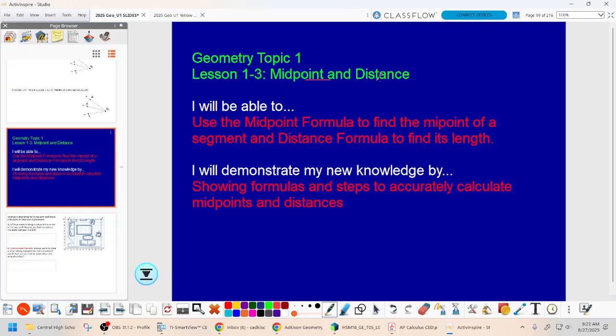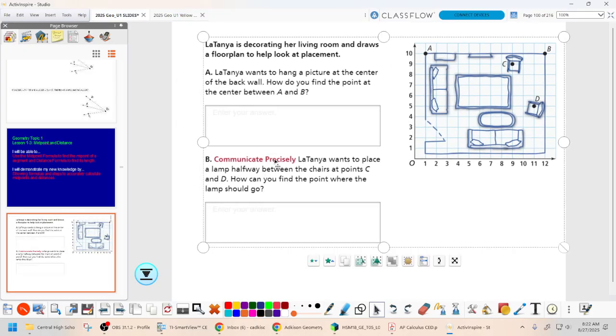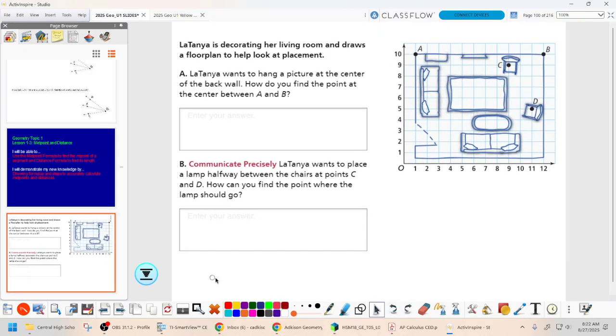What do you think midpoint means? Yeah, finally an actually descriptive word. It's the middle of a line, right? Midpoint. So very similar to a bisector. Now, I don't know that anybody would do this, but let's talk about what this is kind of framing. So we're decorating a living room and want to hang a picture at the center of the back wall. So I'm not sure which one that is. There's the door.